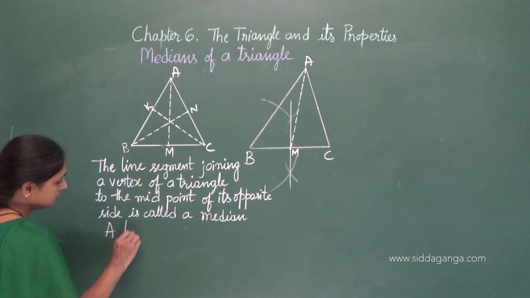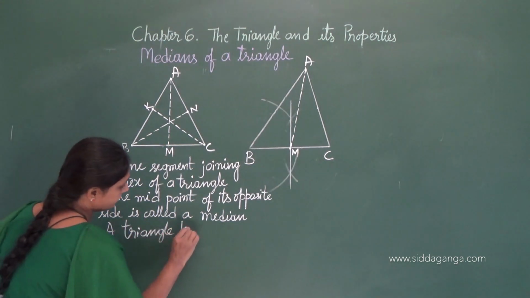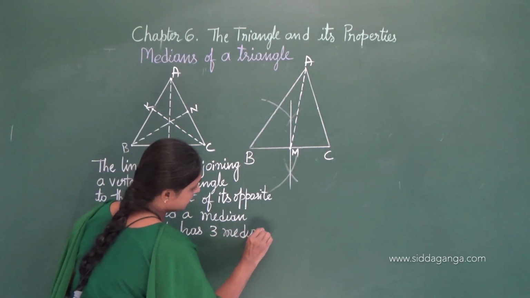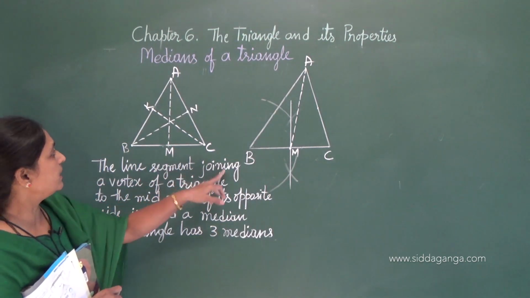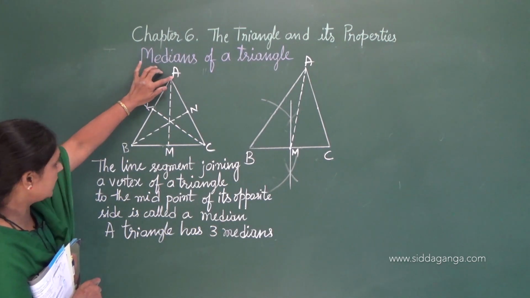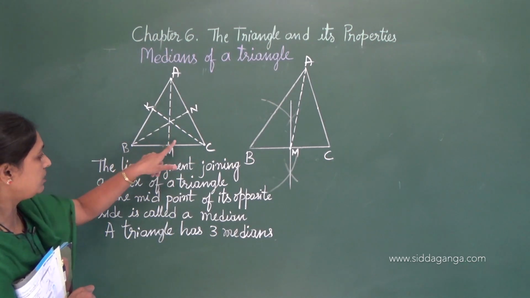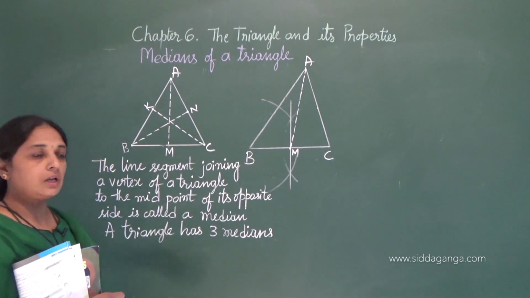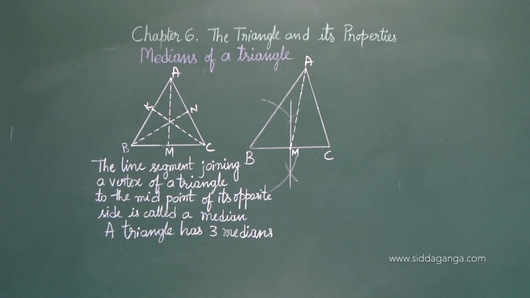A triangle has 3 medians. Okay. The line segment joining a vertex of a triangle to the midpoint of its opposite side is called a median. Okay, a triangle has 3 medians. Then let's move to the next one.